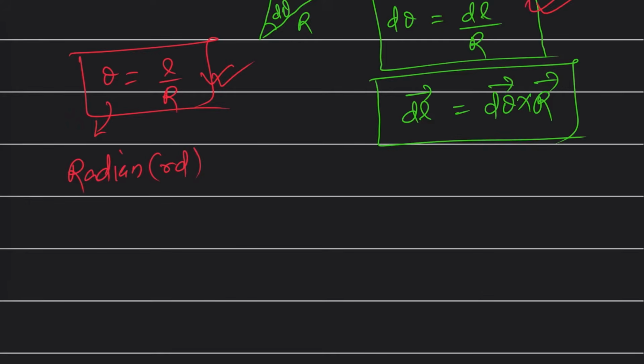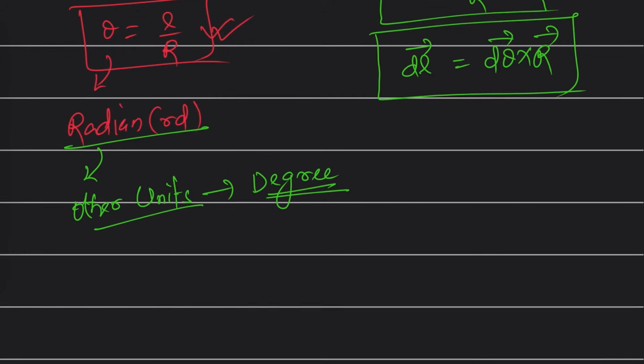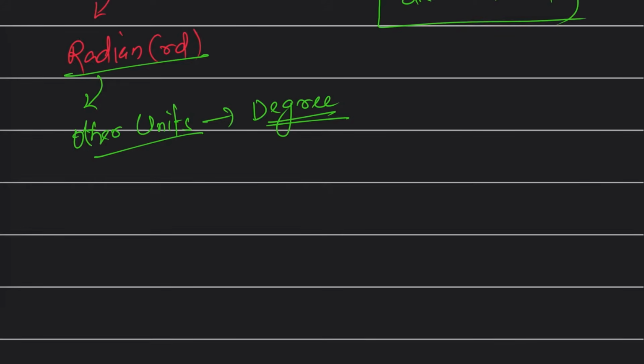Sir, if I'm talking about units of angle, the SI unit is radian, but other units of angle you might have heard: degree, right? Degree and minute and second, I will let you know further. So you can convert into degree also. Let me discuss, sir. You might have heard this pi.